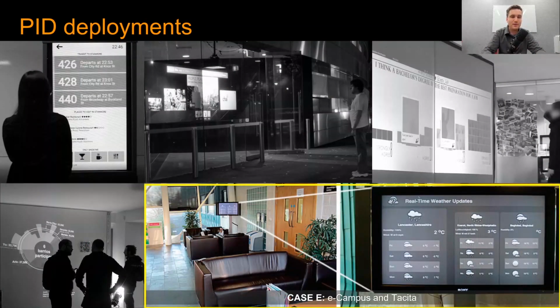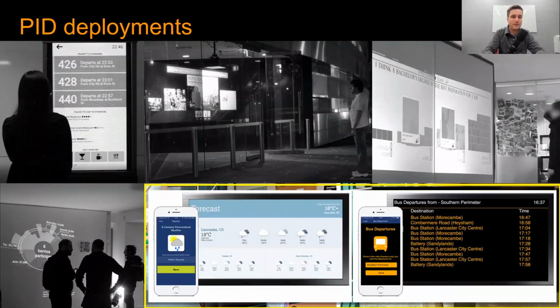Finally, eCampus is a network of 65 public displays. It is enhanced through the Tacita architecture, which allows users to personalize nearby public displays through a smartphone app with content that is of value to them. For instance, displaying the local weather or getting the relevant bus times.